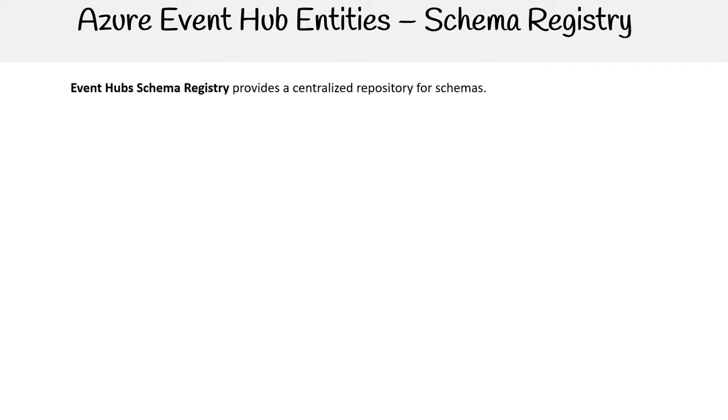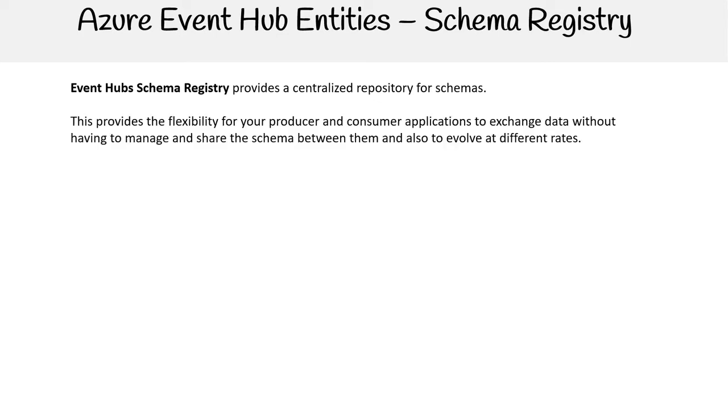So the idea here is Schema Registry provides a centralized repository for schemas. This provides the flexibility for your producer and consumer applications to exchange data without having to manage and share schemas between them, and also evolve at different rates. That's the key thing there, evolve at different rates.